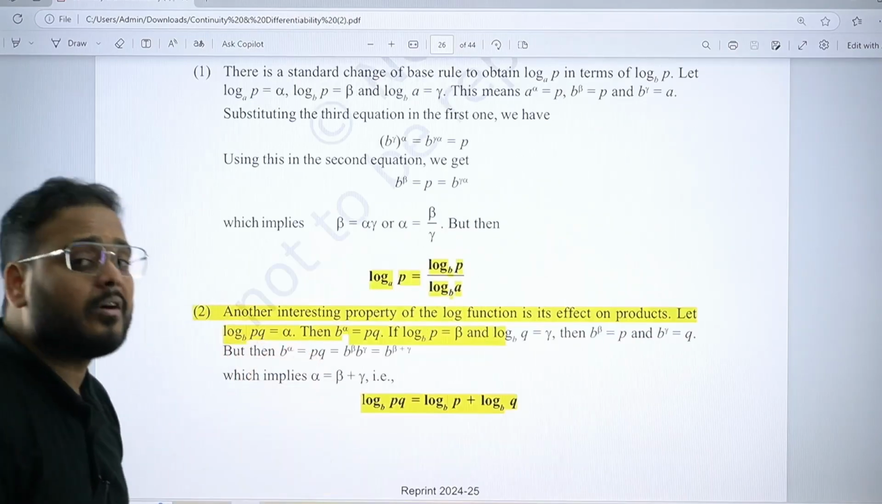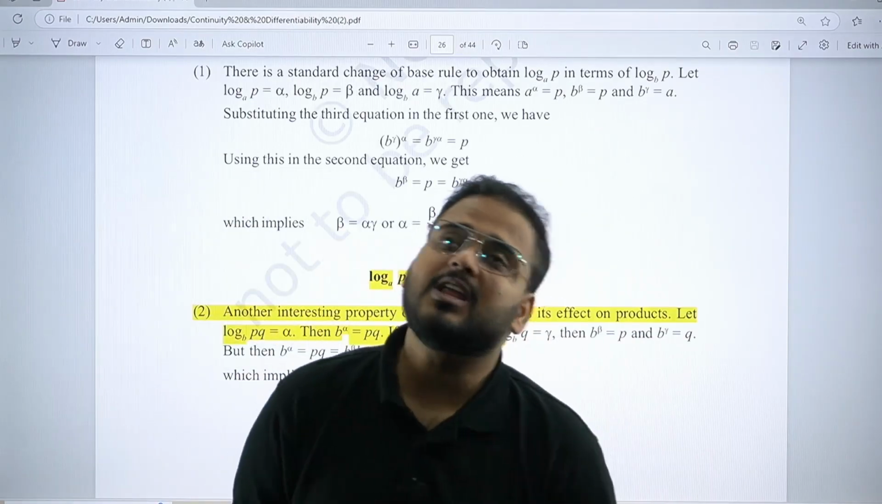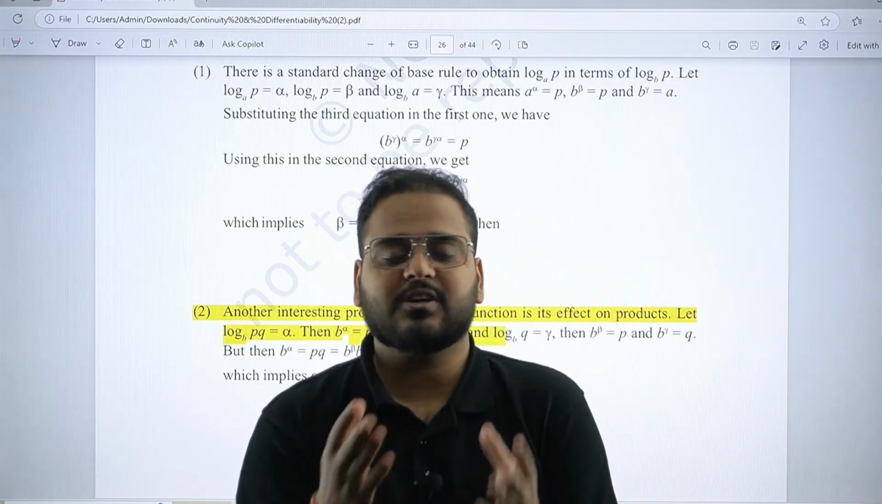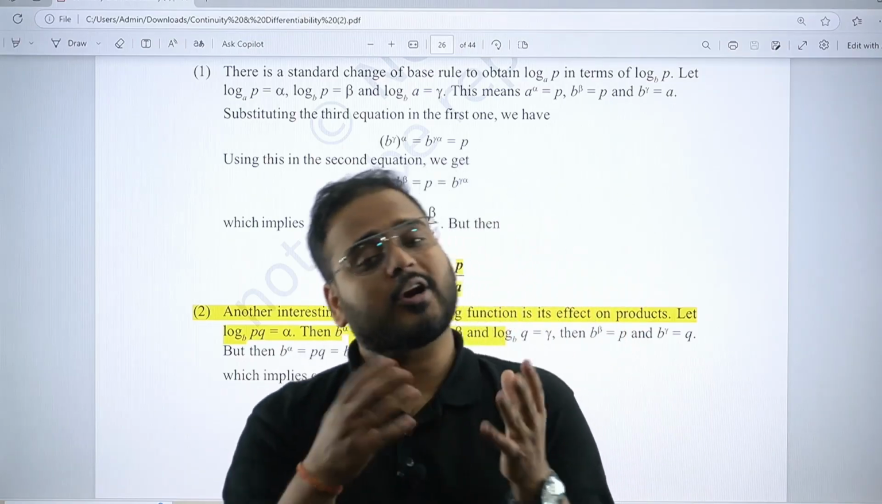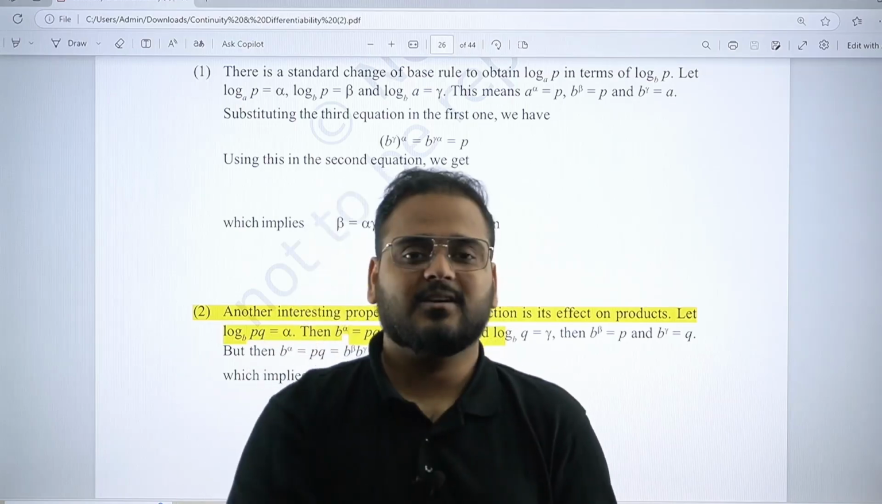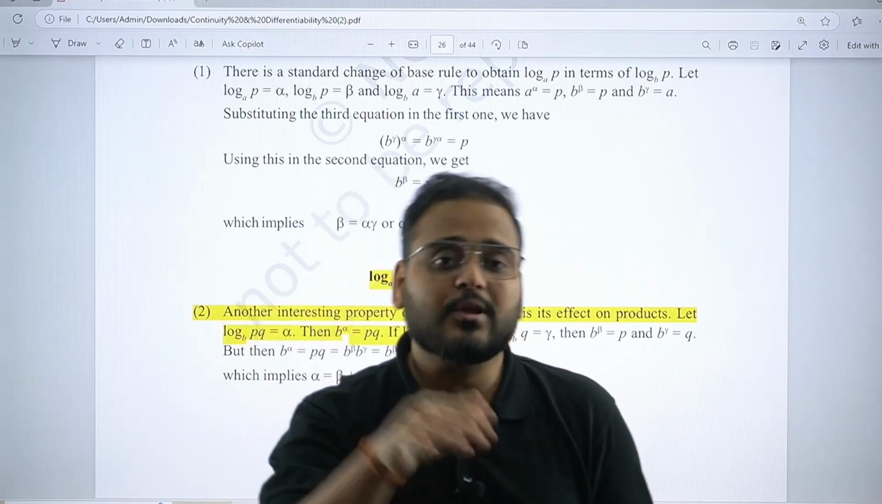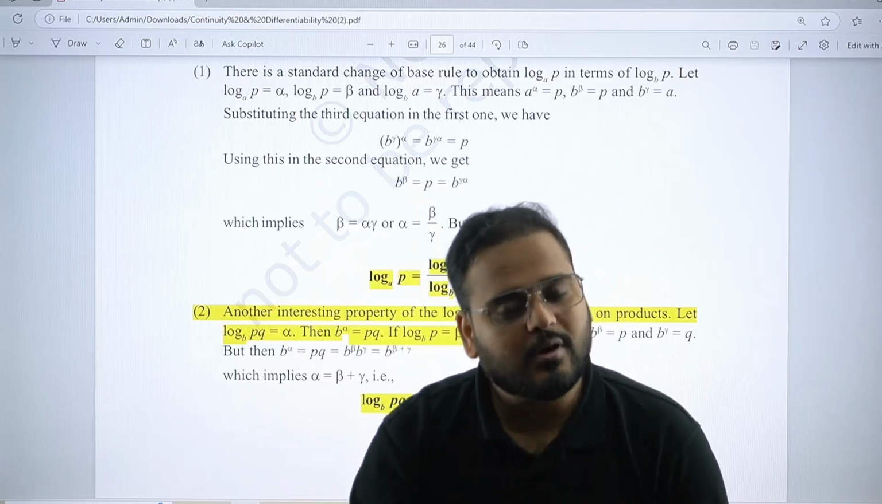Some properties of log, very important, because whenever you're dealing with questions which have power in them, they ask you to differentiate a function which has power in it, which has product in it, which has quotient in it. Whenever you see this kind of question, bachcha, you have to apply log to it, and then the property of log will become very helpful to be able to solve that question.